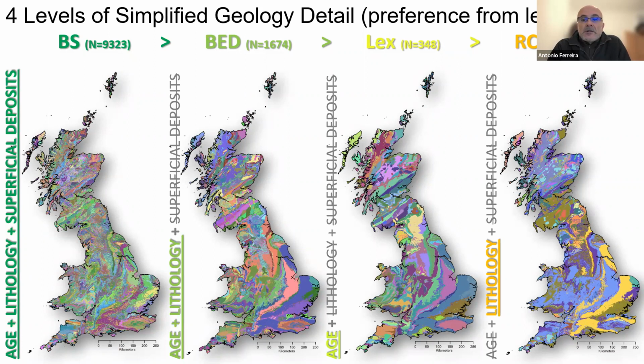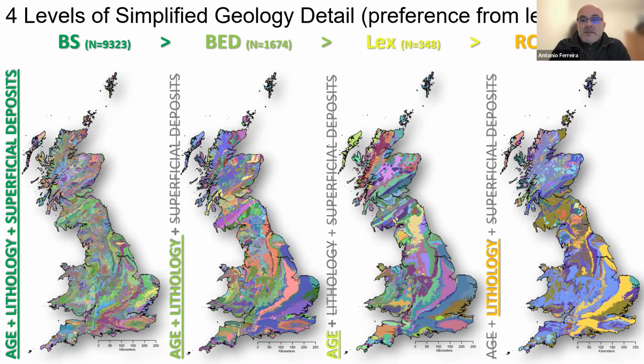A hierarchical structure exists between them, such that BED, the second map, is a generalization of BS, the first map, after removing the superficial units, while LEX and RCS, the third and the fourth, are chronostratigraphical and lithological generalizations of the second one, BED. Each layer offers different opportunities to statistically analyze the UK HSA measurements.